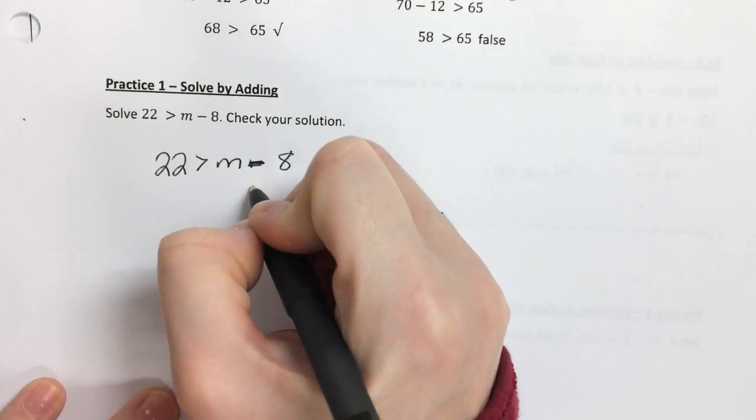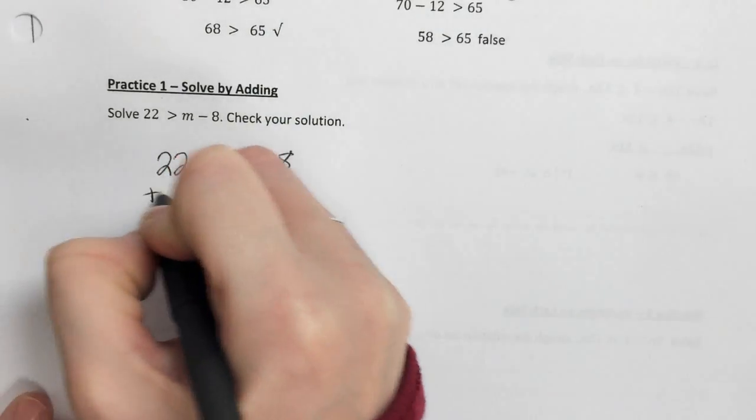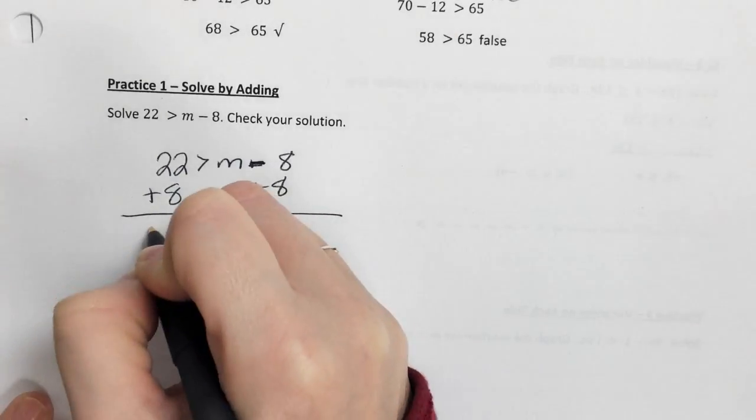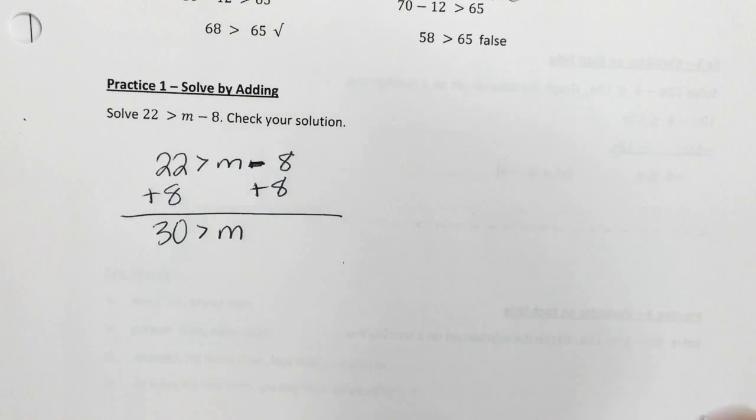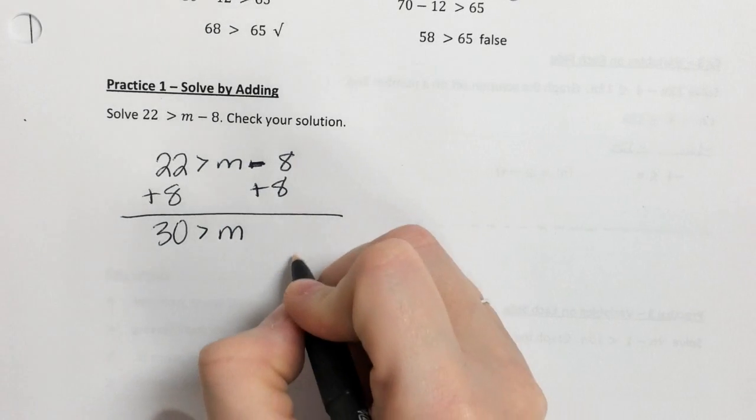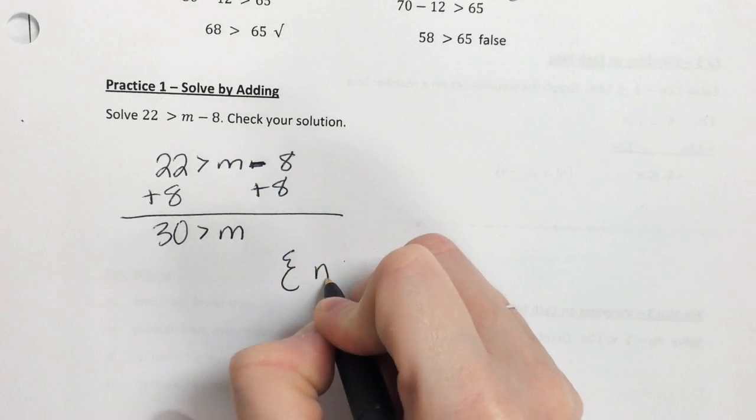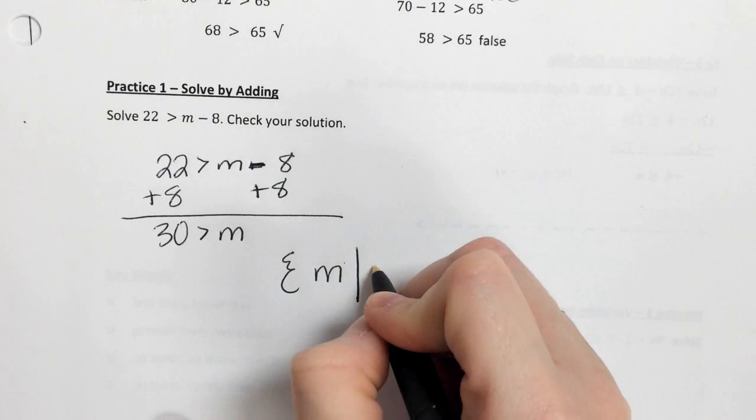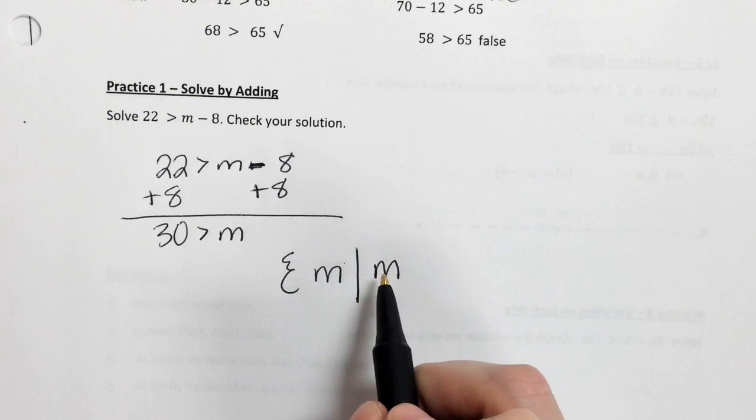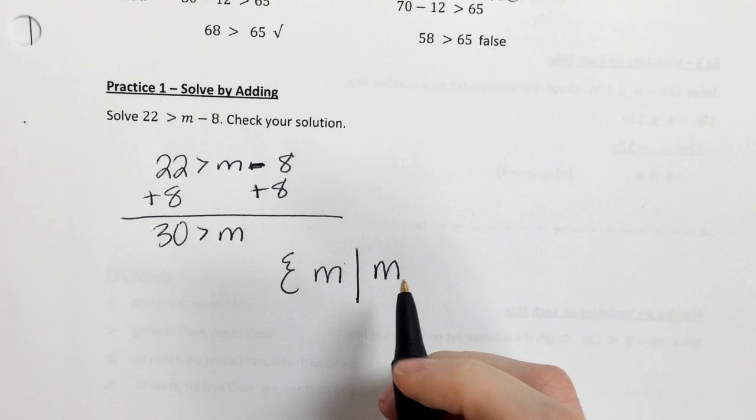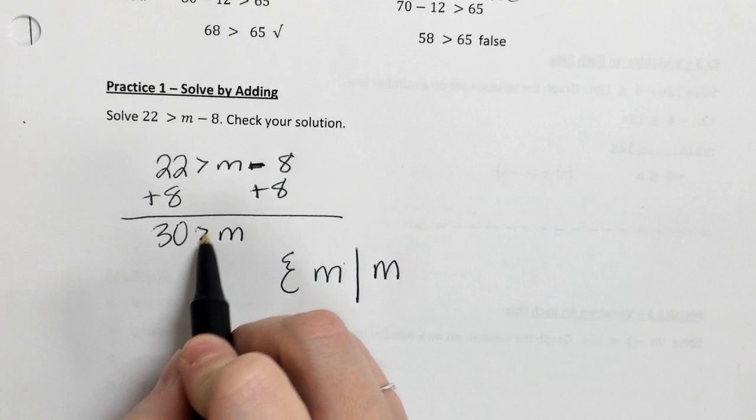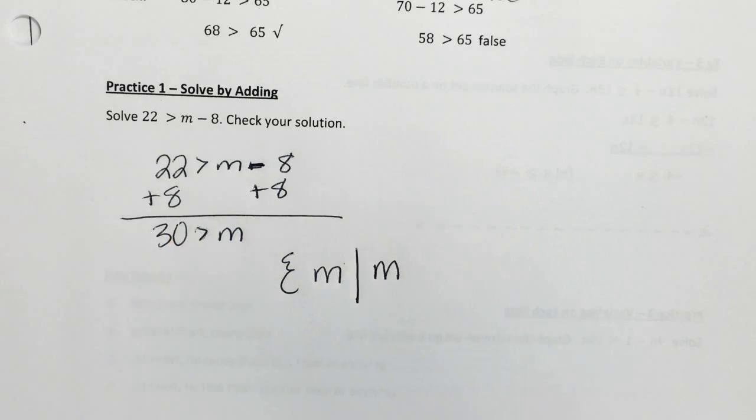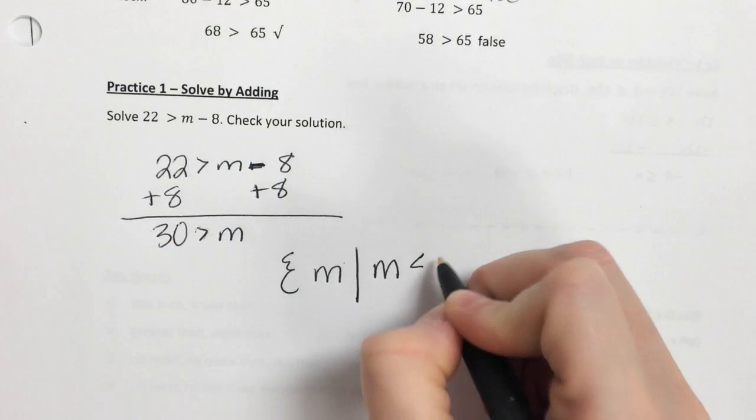You should be adding 8 to both sides. So we get 30 is greater than m. One thing about set builder notation is you always want your variable on the left side. So if I write the m first, do I write greater than or less than? Less than. Okay, think about the alligator mouth. It opens up towards the 30.